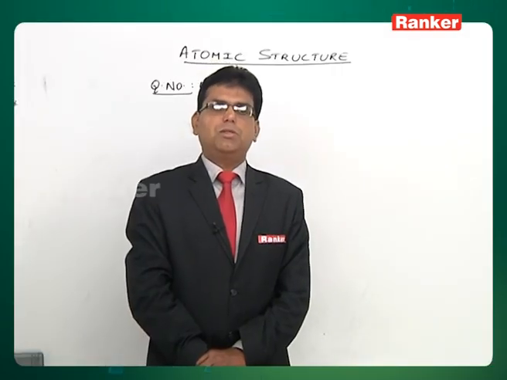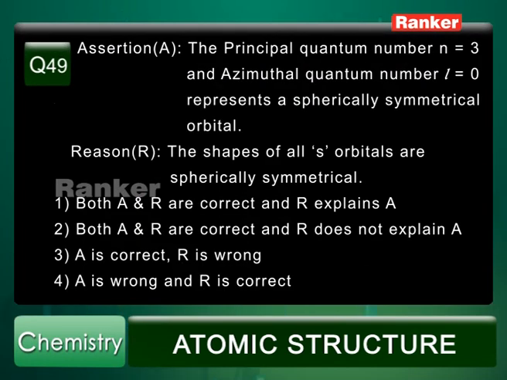Now let's move on to question number 49. This is again assertion reason type. The principal quantum number n is equal to 3 and azimuthal quantum number L is equal to 0 represents a spherically symmetrical orbit.